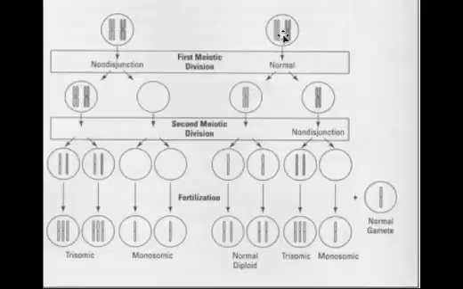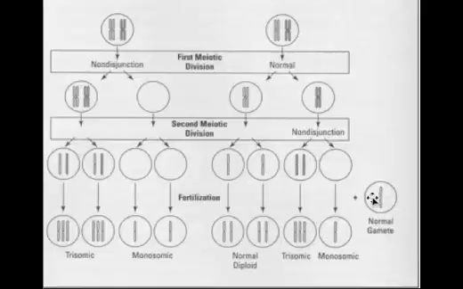Now what happens if we have non-disjunction in meiosis 2? Well, we've already seen that if I have that scenario happen, one half of the fertilized egg should be normal diploid, and we already went through that earlier. What happens if I have non-disjunction of the sister chromatids? Well, both sister chromatids go one direction and no sister chromatids go the other one. So what I'm going to end up with then is a monosomic situation, where over here everything is either trisomic or monosomic. Over here half of the gametes are either trisomic or monosomic.